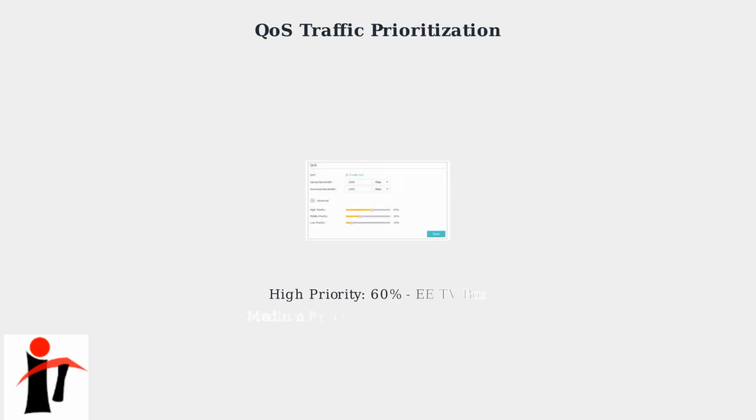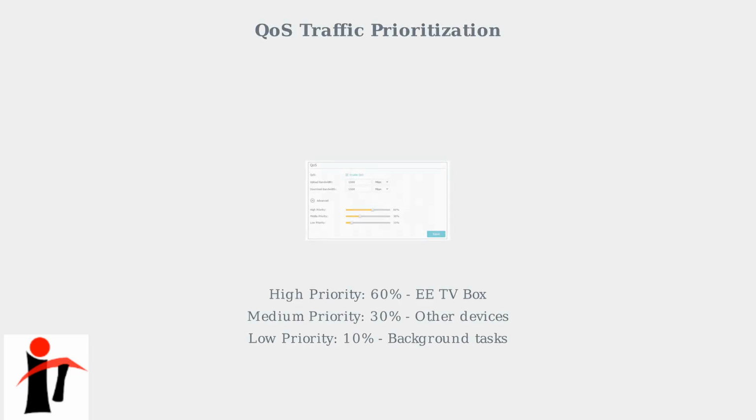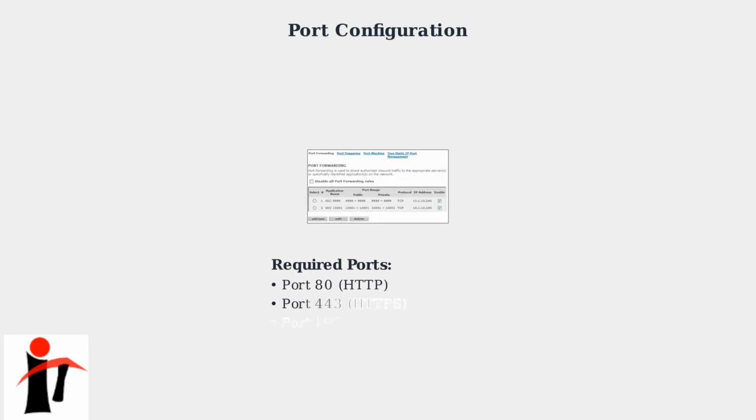Optimize network traffic with quality of service settings. Prioritize your EETV box traffic to ensure smooth streaming even when other devices are using the network. Ensure essential ports are open for EETV services. Ports 80, 443, 1935, and 8080 must be accessible.